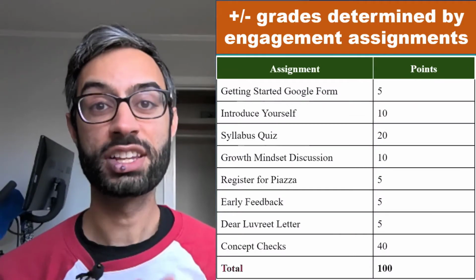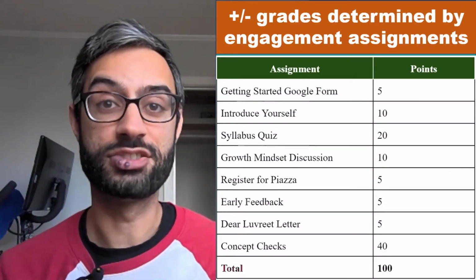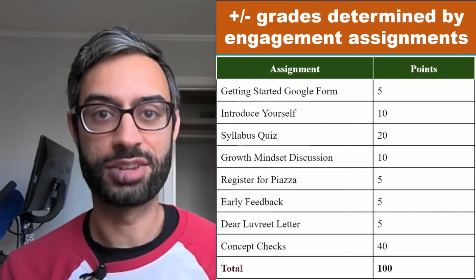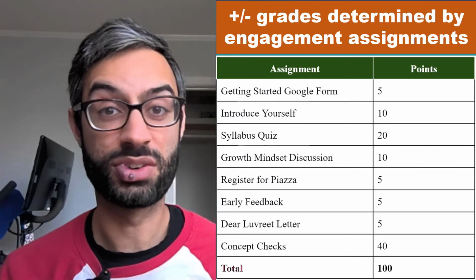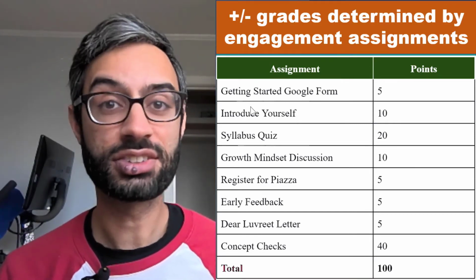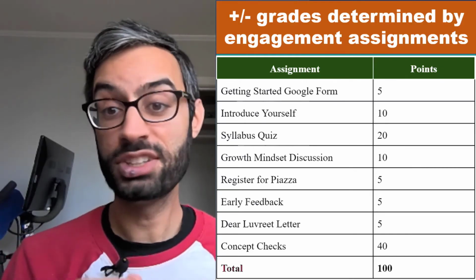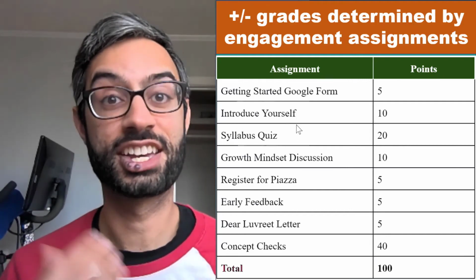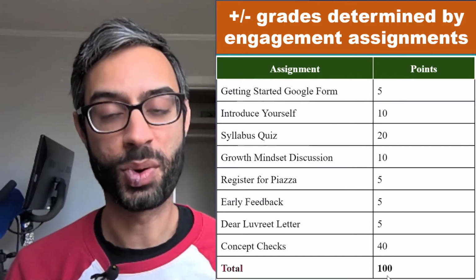Plus and minus grades will be determined by your scores on our engagement assignments. These are all assignments that require your active engagement and participation. So a bunch of these you'll see already open to you on Camino. Things like our Getting Started Google form, which is really short. It'll just tell me some information about what materials you already have access to. There's an assignment where you introduce yourself to the other students in our class, and so on. So these will total 100 points.